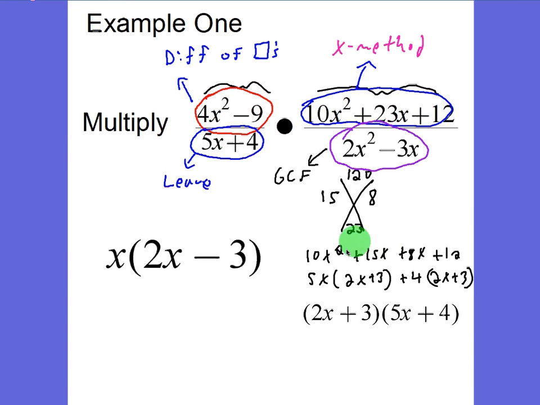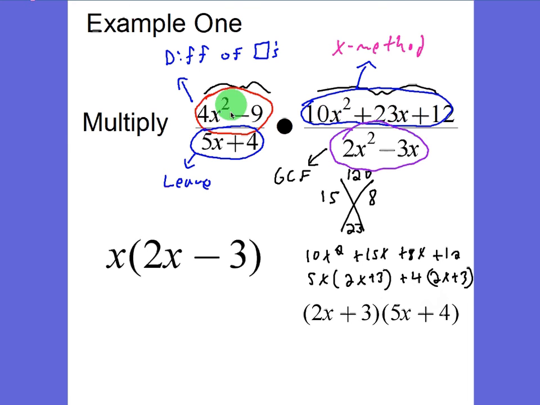You pull out a 5x for the first 2 terms and a 4 for the second 2, and it finally becomes 2x plus 3 times 5x plus 4. So on the next slide, you'll see this will be replaced by that, the factored version. This will be replaced by the x times 2x minus 3. We're going to leave this one.